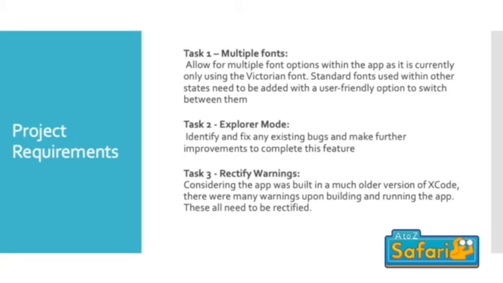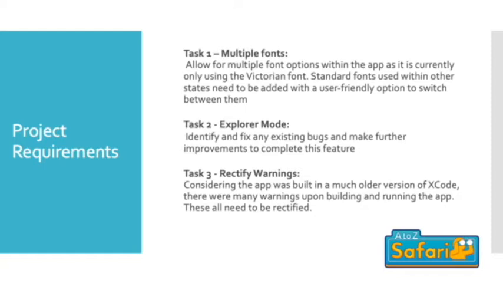In total, we were given 6 major tasks to complete by the end of the trimester. Our team are to implement a feature that allows the user to change between the different standardized fonts used by each Australian state, as the app currently only uses the Victorian font. We are also to identify and fix any existing bugs and further enhance the Explorer game mode.